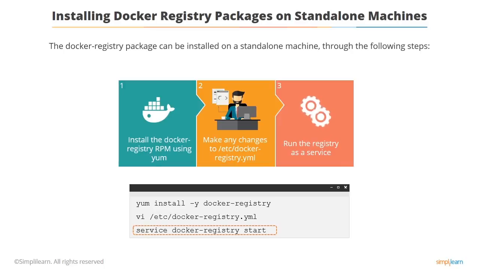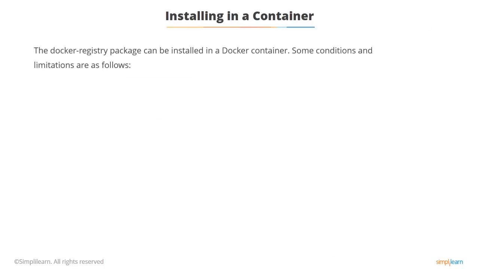The Docker registry package can be installed in a Docker container. There are a few conditions and limitations on these. First of all, it needs to be based on a suitable image such as CentOS. Any Linux distribution will work as long as it's supported.